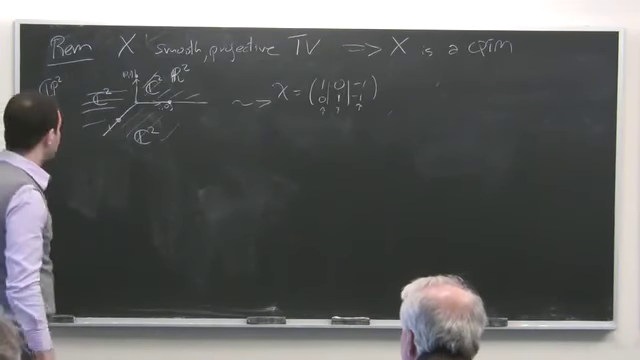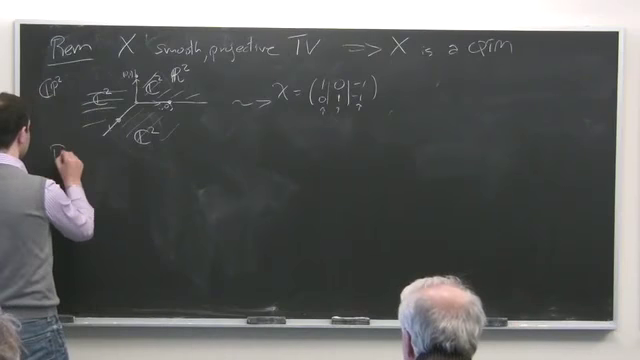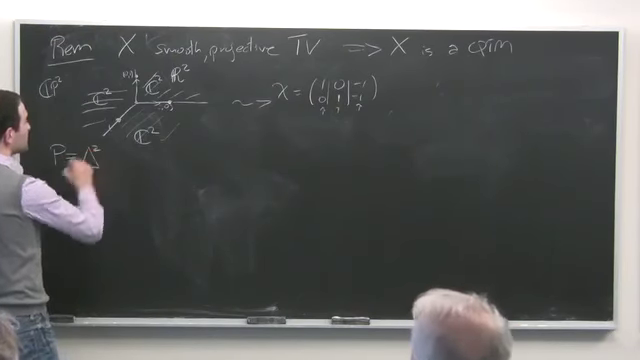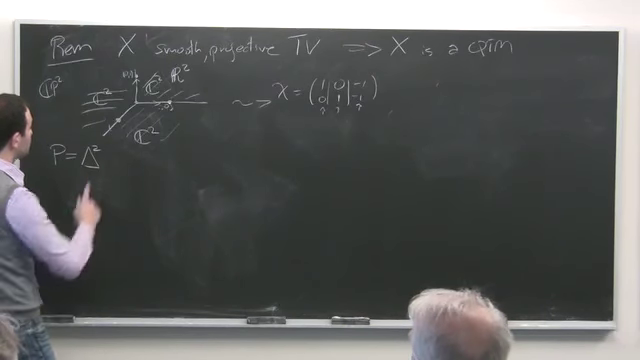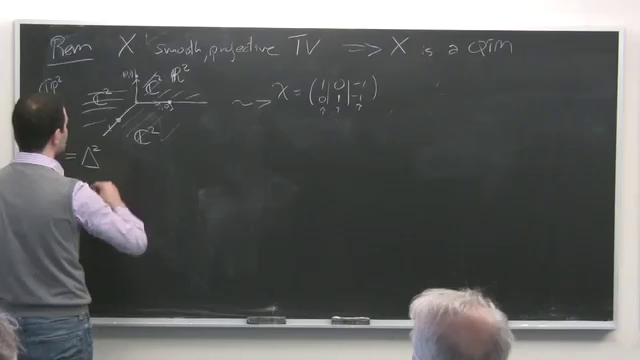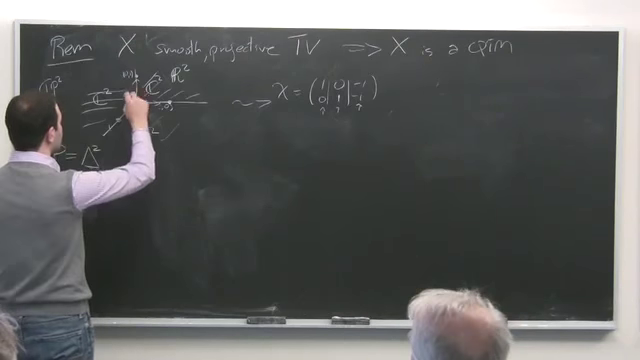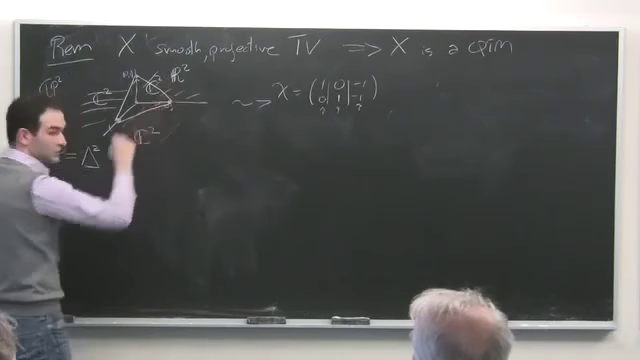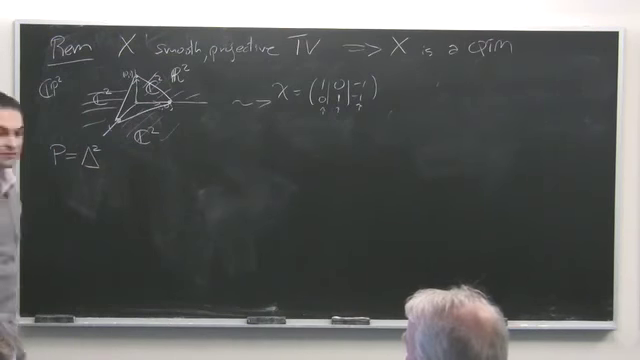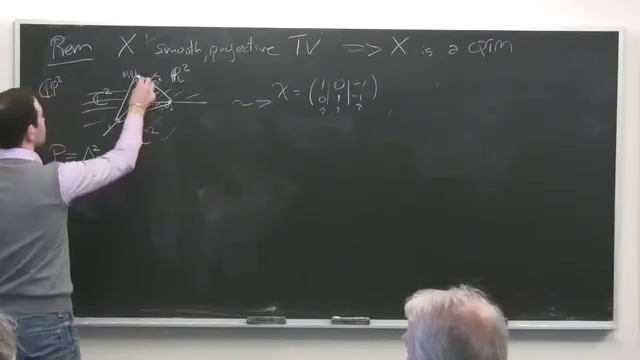And P? Oh, P, yes. P in this case is the 2-simplex. And here, for example, you can take the cone here. In this example it does work. So this is delta 2.